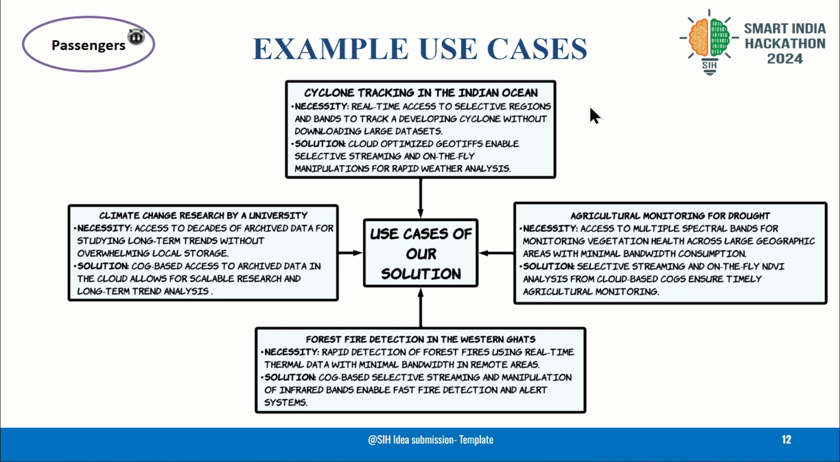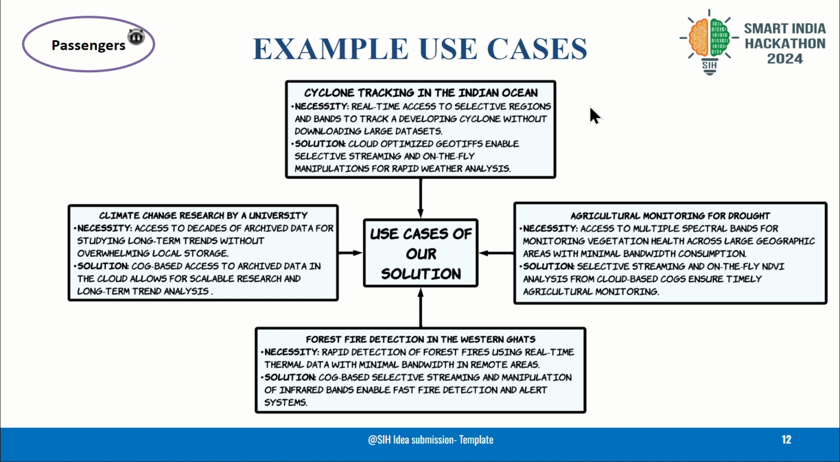Let's say there are vegetations, and some vegetations need water, or some vegetations are malnourished. We know that radiation is a material property. So from satellite data we can get an idea, on a large scale, of an agricultural land, what is the state of the vegetation, whether it is healthy or not. That kind of information we can get from the satellite data. So here the solution is that selective streaming and on-the-fly NDVI analysis from cloud-based COGs ensure timely agricultural monitoring.